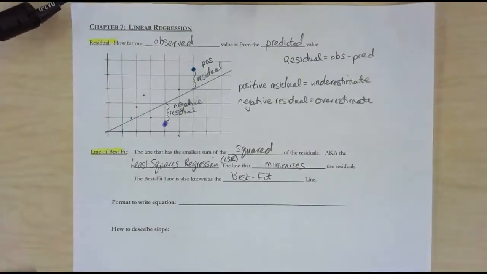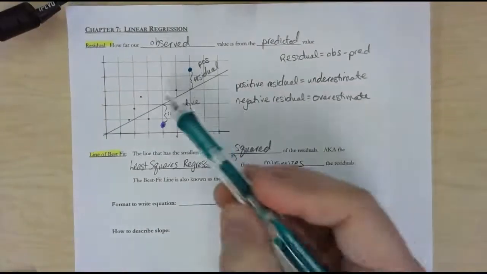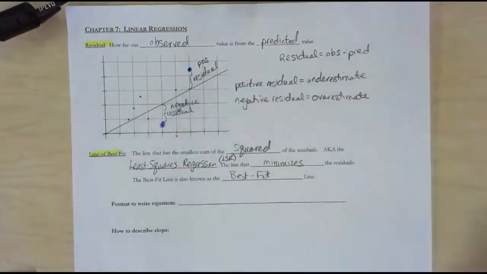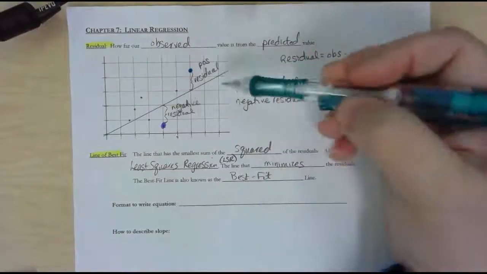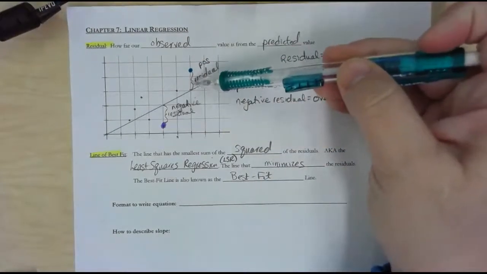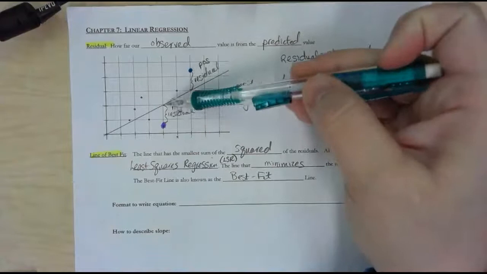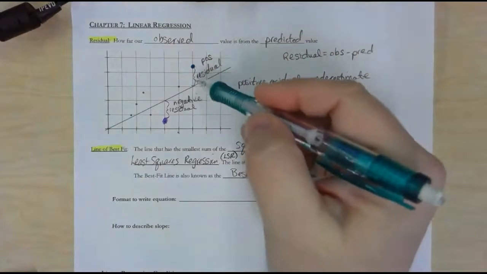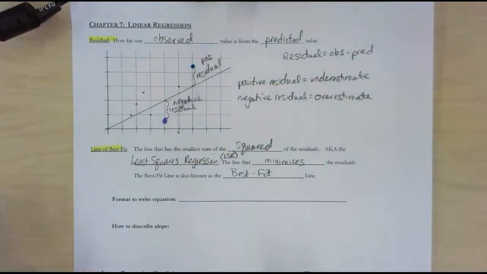Okay? Now, this is my line of best fit. It minimized my squares. The reason you have to square it is if I don't square it, a positive residual and a negative residual, when I add them up, are going to just cancel each other out. So by squaring it, it takes care of that and it doesn't cancel out negatives.